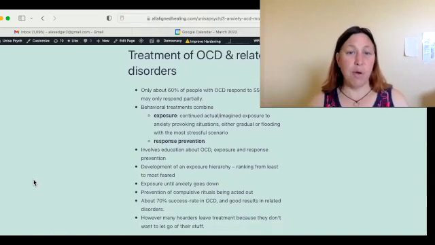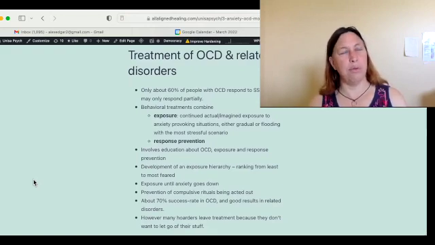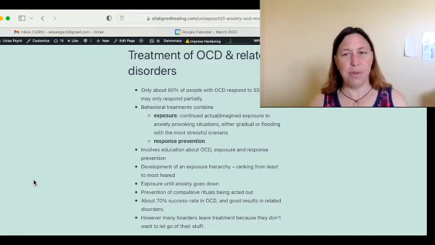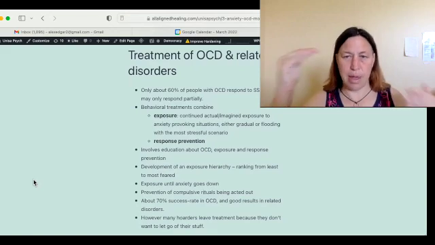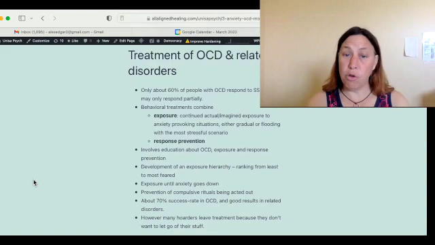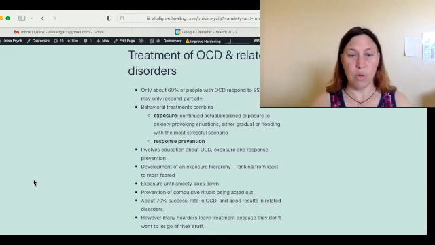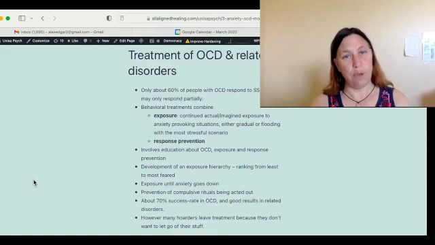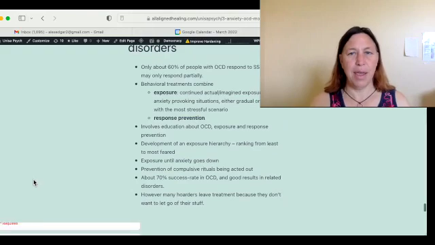All right. Involves education about OCD, exposure and response prevention. Why would I want to think such terrible things? So that we can stop praying all day. Okay. Development of an exposure hierarchy, ranking from least to most feared, so that you have control and you have understanding. You've got a framework for it. Exposure until anxiety goes down. It has about a 70% success rate in obsessive compulsive disorders and good results in the others. But hoarders often don't want to let go of their stuff. They'd rather leave treatment. Okay, so good luck.